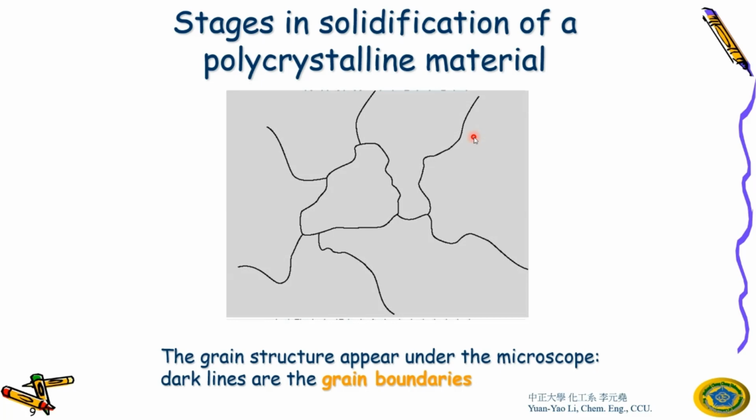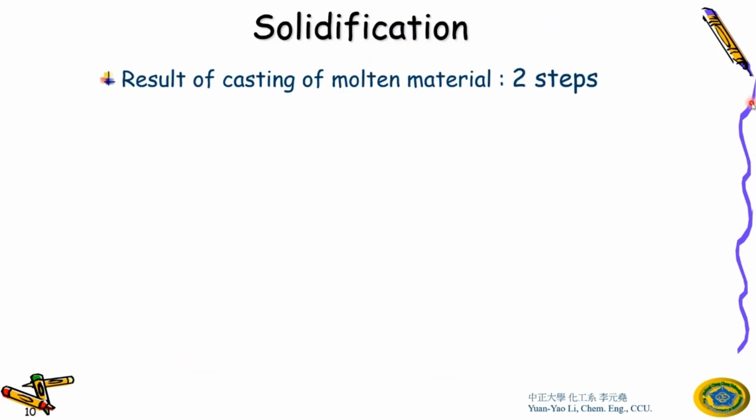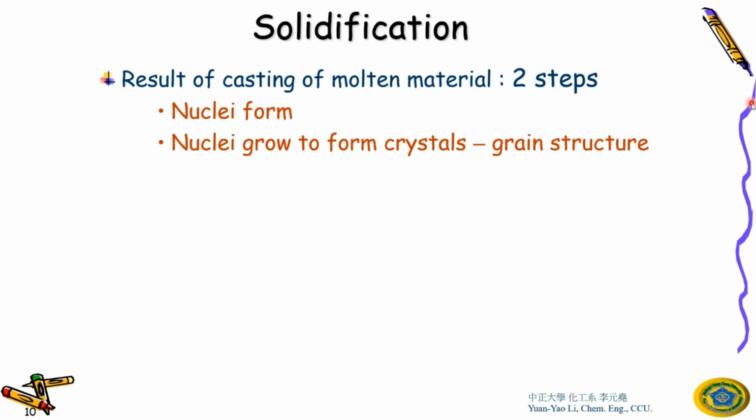So the grain structure appears under the microscope. Dark lines are the grain boundaries. This represents the grain boundaries. Okay, so there are two steps, very easy. The first one, you need to form nuclei, formation of nuclei, very important. The second is that nuclei grow into the crystal. We call this the grain structure. Easy.